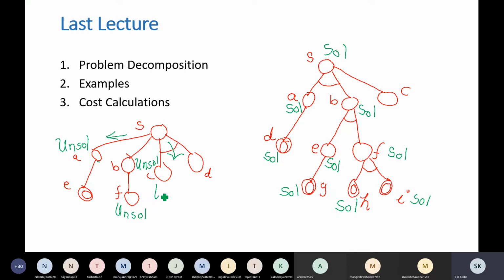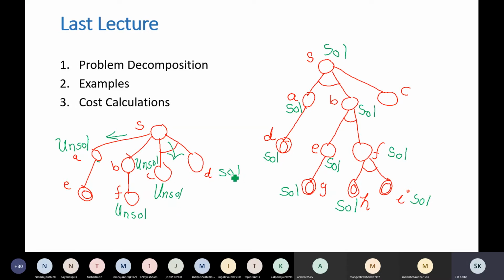Suppose C is also unsolvable. What will happen now? S will become unsolvable, right? Now S will become unsolvable because there is no path through which you can reach the goal. Although we don't know about D, suppose D is solvable. But since this is AND, you need a path through C also.